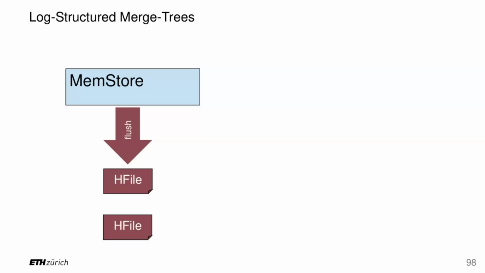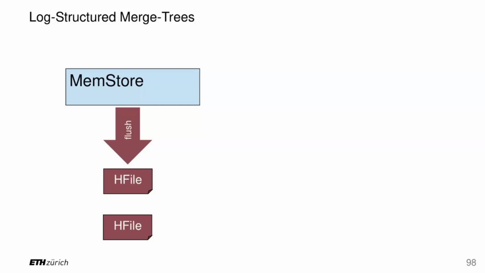So now, let's say, to simplify a little bit, that we decide that 2 is too much. Like 2 H files of the same size is already too much. So if I think that this is too much, what do I do with these 2 H files? I compact, I merge them. It's called compaction.